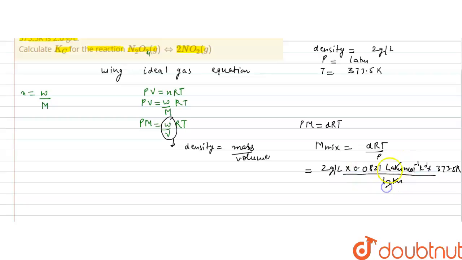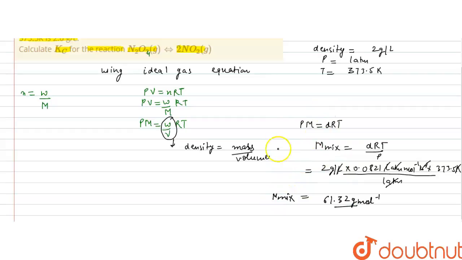So atmosphere is cancelled by atmosphere, Kelvin with Kelvin, and liter by per liter. So we have the molecular mass in gram per mole. This value comes out to be 61.32 gram per mole. So this is the molecular mass of the mixture.